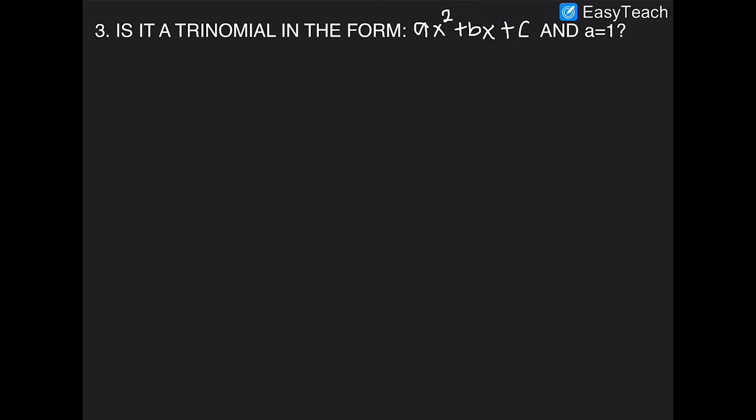The third step, if your expression is not a difference of squares, is to check: is it a trinomial in the form ax squared plus bx plus c, and a is equal to 1? That's a very important part, right? A is equal to 1 because that's going to change the way you factor that expression. So if it follows this third criteria, then try to use trinomial factoring.